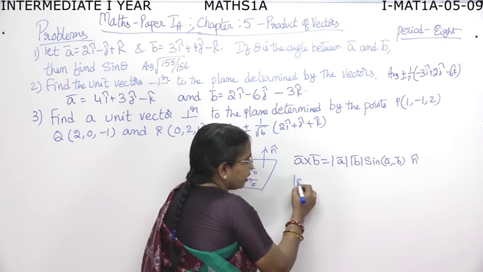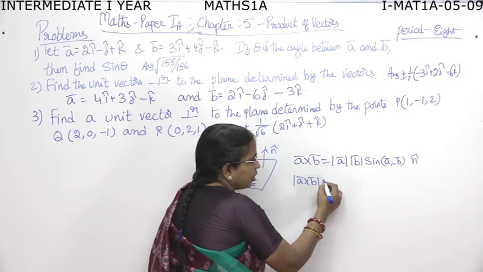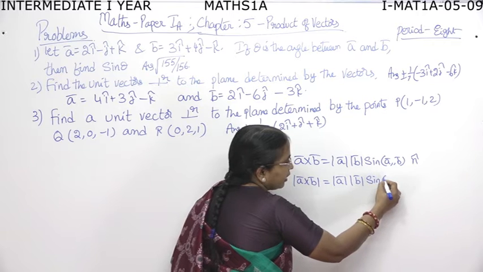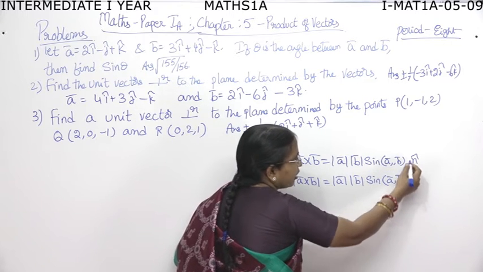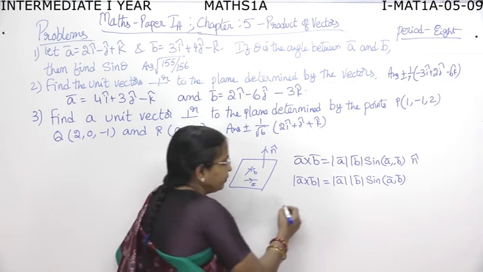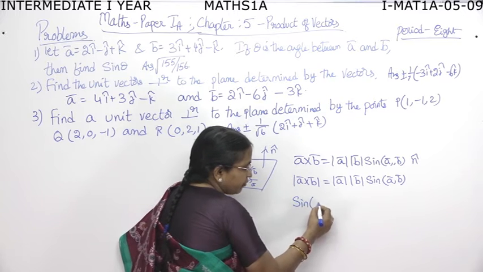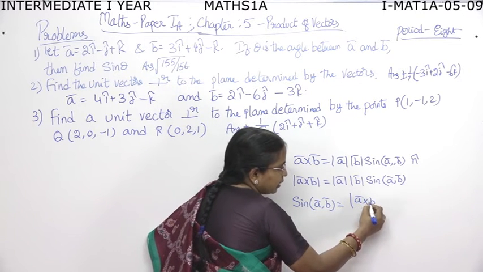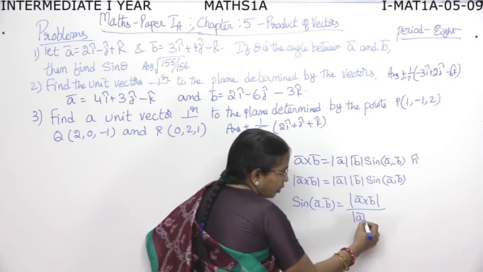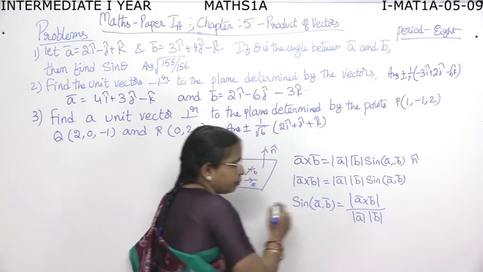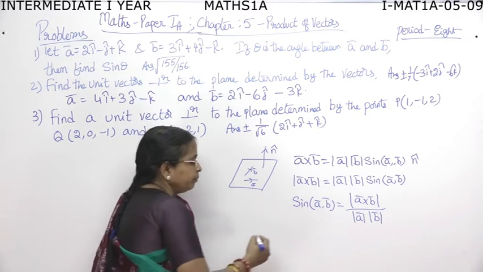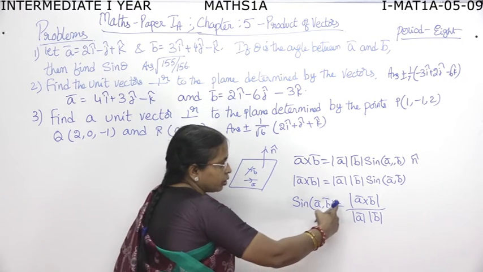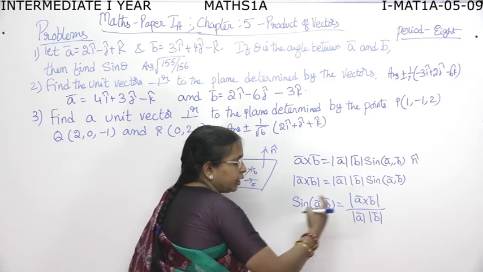And then we also have mod of A cross B. Mod A cross B is mod A mod B into sine of angle between A and B into mod of n cap, which is 1. This is one formula. Then we also learned the sine of angle between A and B formula as mod of A cross B by mod A into mod B. This is the sine theta formula, for the sine of angle between A and B vectors.